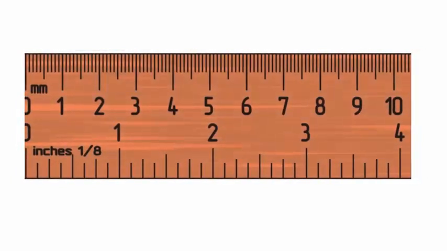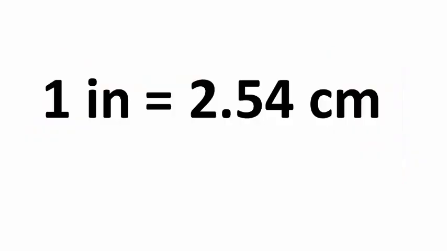Consider the following ruler with two major units of measurement. One is the centimeter at the top, and the other is the inch at the bottom. Both units measure length. From the ruler, one can see that 1 inch is approximately equal to 2.5 centimeters. In fact, the conversion factor between inches and centimeters is that 1 inch is equal to 2.54 centimeters.